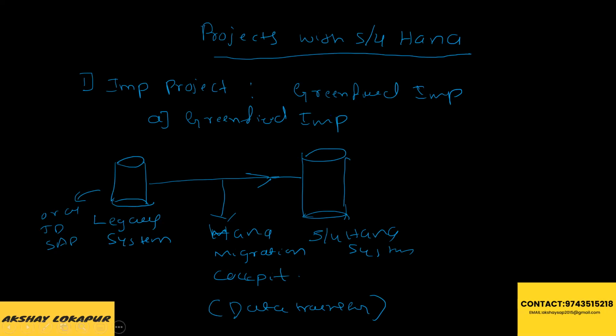It is called fresh implementation. Here we'll use the Activate methodology. Earlier in ECC we used the SAP methodology to implement SAP; SAP has given some guidelines on how you need to implement SAP. This is your implementation project: for any legacy system, you are implementing SAP S4 HANA freshly. Next one is your support project.